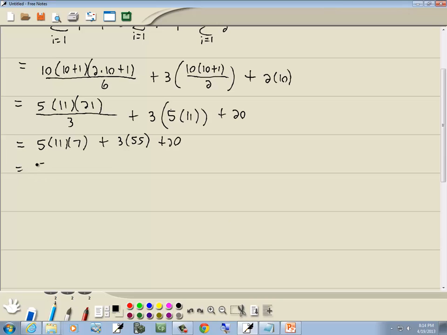So then we got 55 times 7 plus 165 plus 20. 385, assuming I didn't make a basic math error. 165 plus 20 is 185, which gives us 570, I believe. Again, assuming no basic math error.